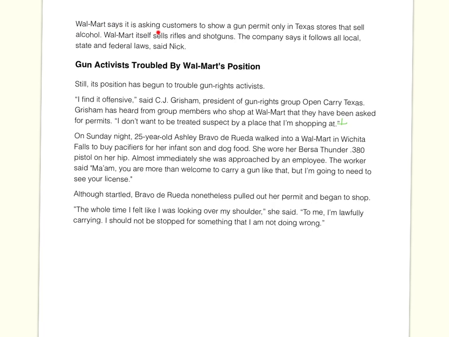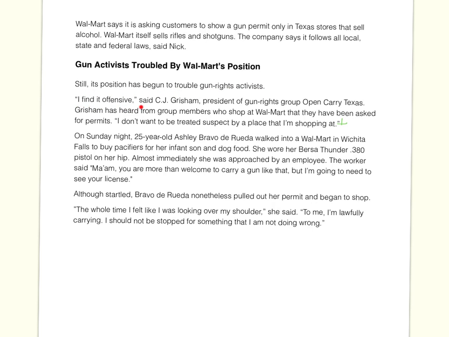Walmart says it is still asking customers to show a gun permit only in Texas stores that sell alcohol. Walmart itself sells rifles and shotguns. The company says it will follow local, state, and federal laws. Still, its position has begun to trouble gun rights activists.